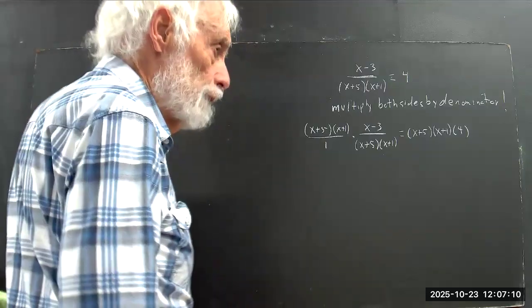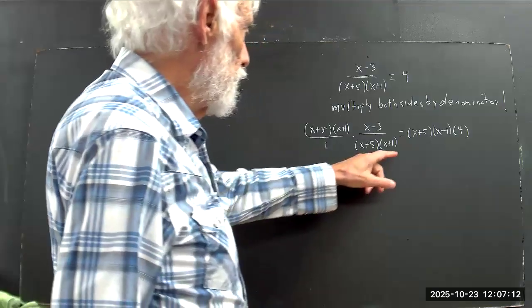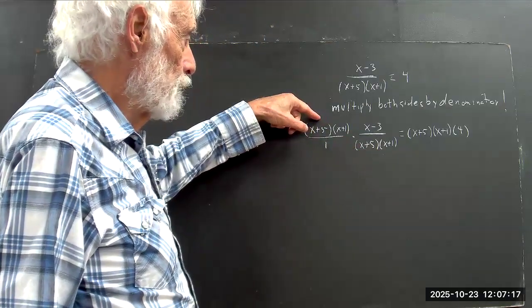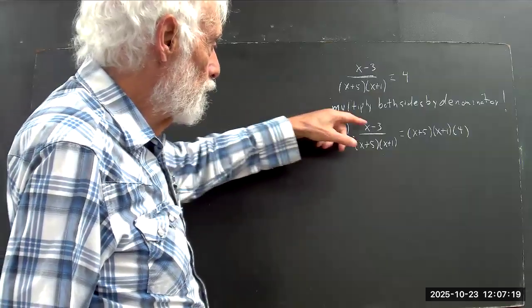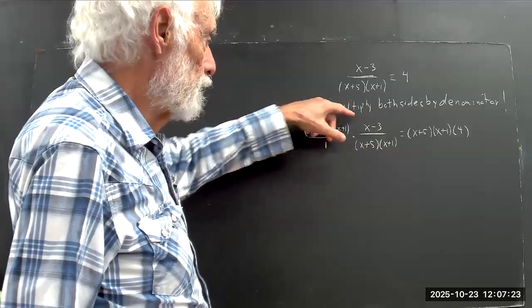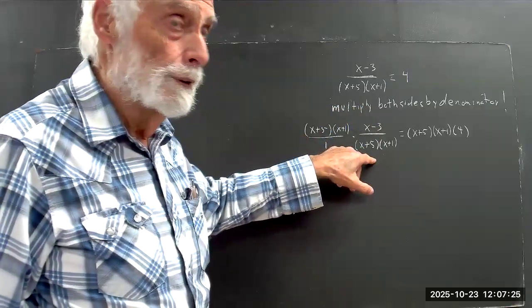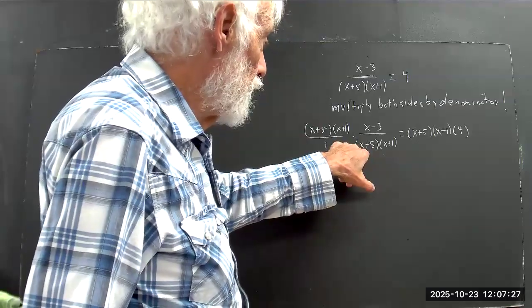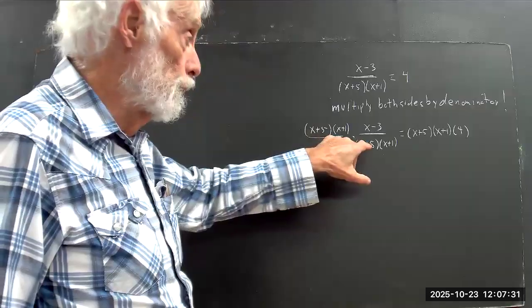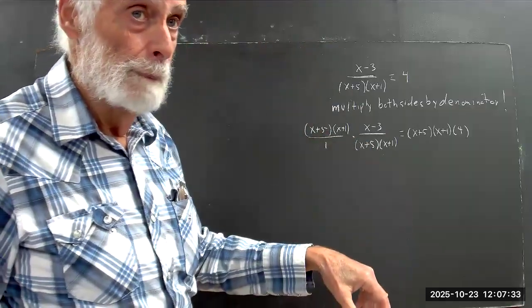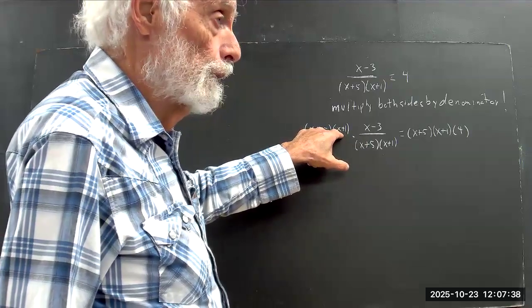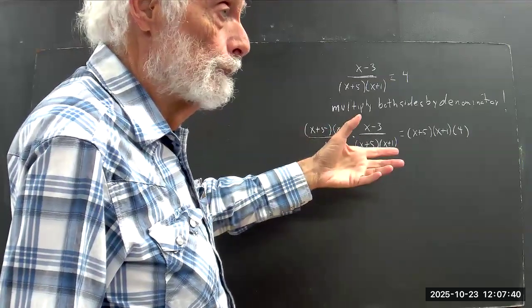Now, it is valid to cancel this denominator with this numerator because when we multiply fractions, we multiply both numerators and multiply both denominators. So x plus 5 is a factor of the denominator, and it's a factor of the numerator. So you can get rid of it. Okay? X plus 1 is a factor of the denominator. X plus 1 is a factor of the numerator. You can get rid of it.